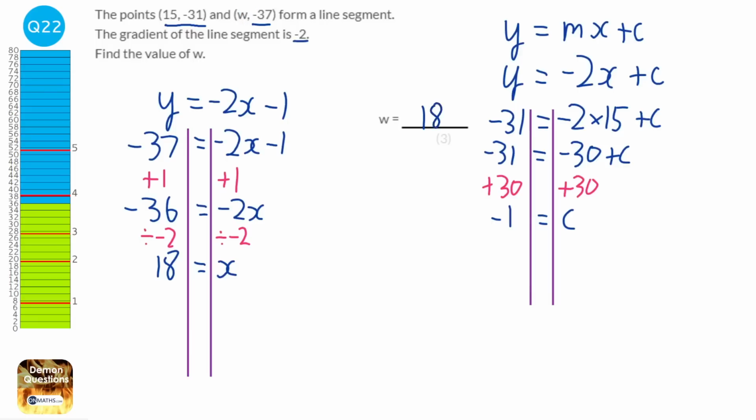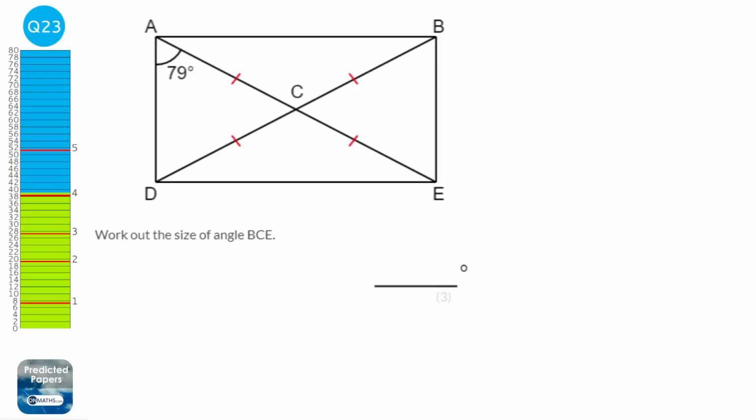So the x value is 18 and the x value is the w value. So w is 18. So we're asked to find angle BCE, and that is going to be this one here, because you start at B, go to C, and then go to E, and it's the angle you make. And I might just choose a different colour because we've already got red on here. So we're looking for this angle here.